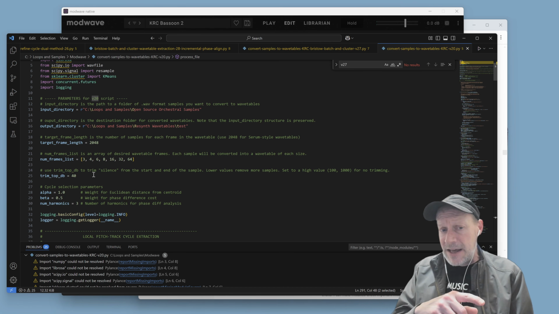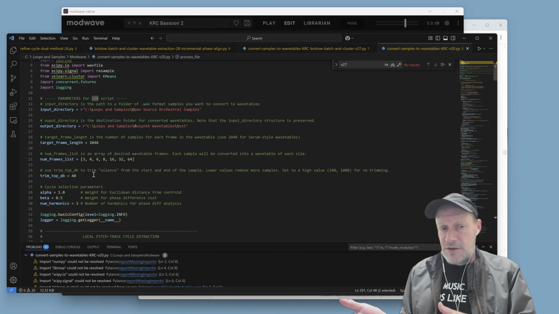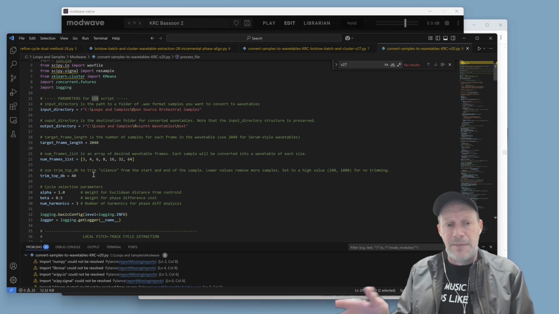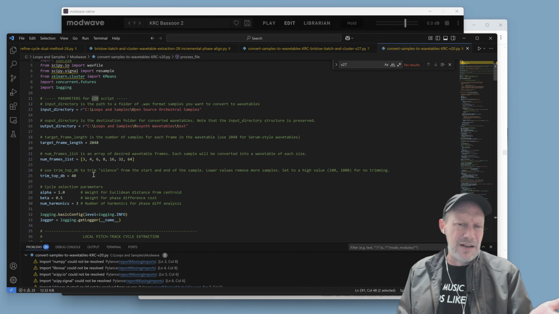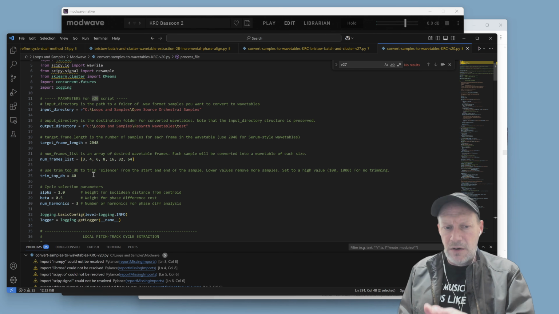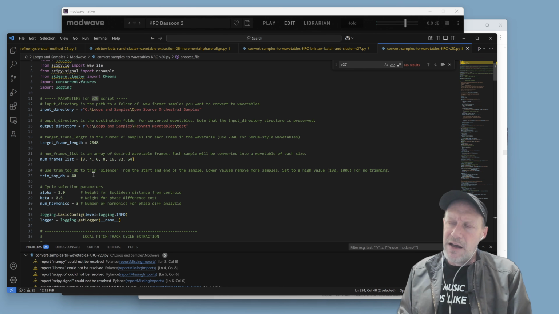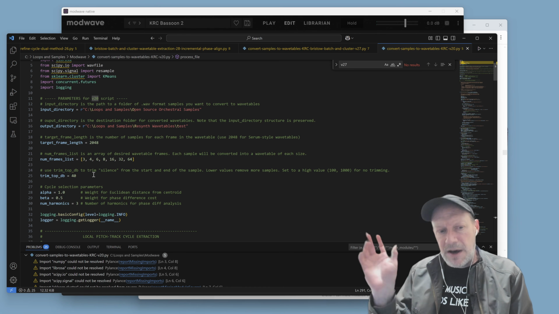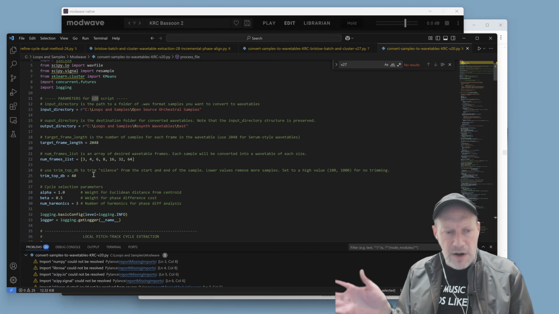Now in Phase Plant and other conversion routines, they will preserve the amplitude changes. And I think we sort of heard that in that tremolo example that we played with the cellos, that harmonically didn't sound so good, but it did have that amplitude pumping that would come from tremolo.